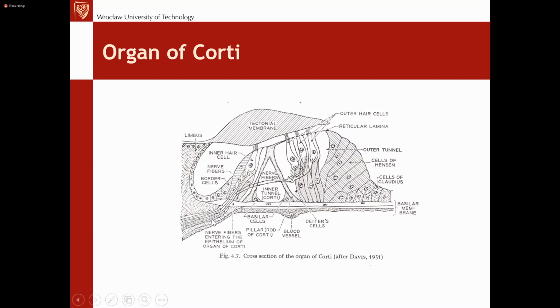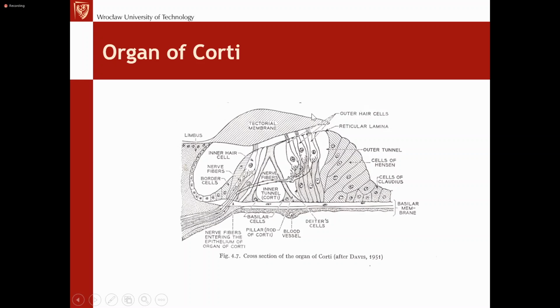You can see one more time that we have the basilar membrane, one row of inner hair cells and three rows of outer hair cells here, and the tectorial membrane. And one more time, I can remind you that here we have perilymph, and in this part, when the tectorial membrane ends, we have endolymph.